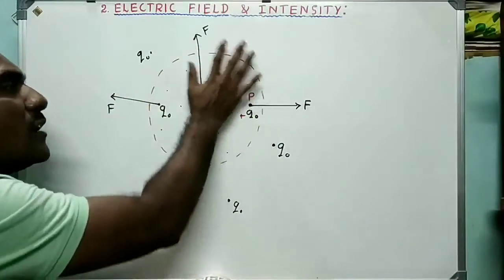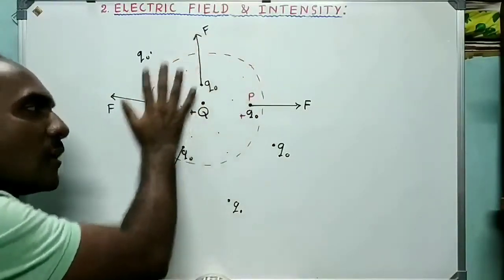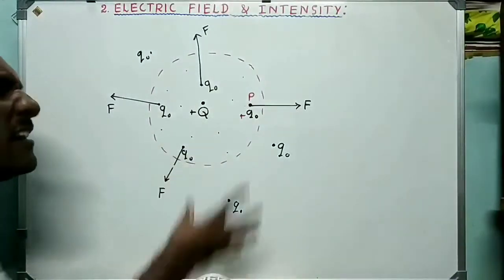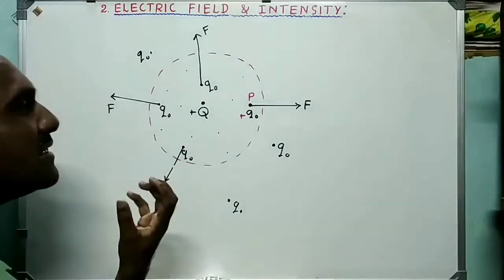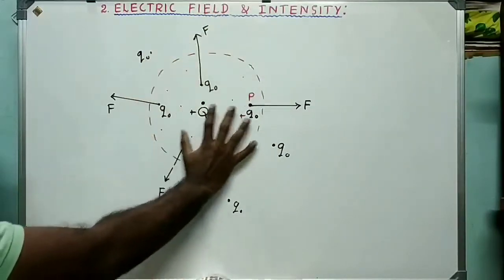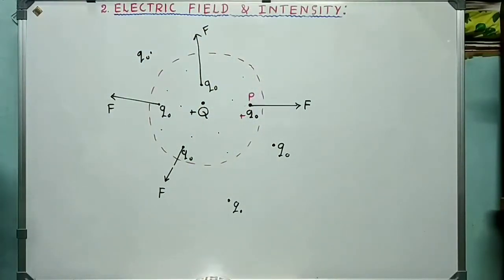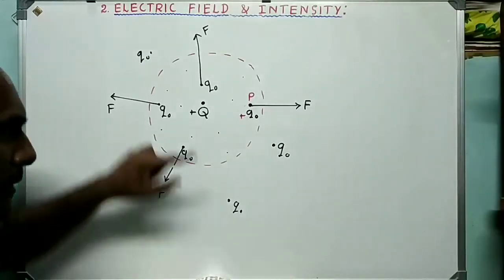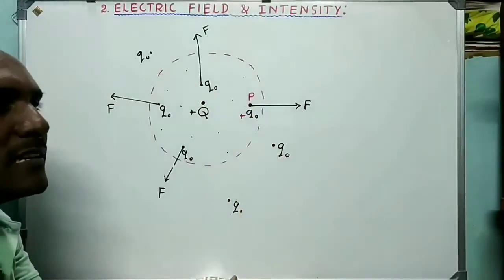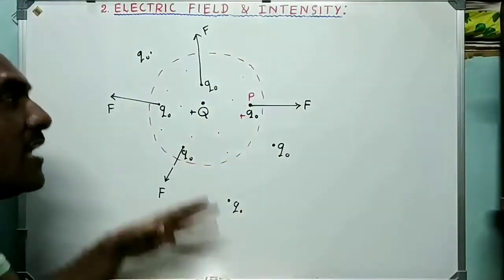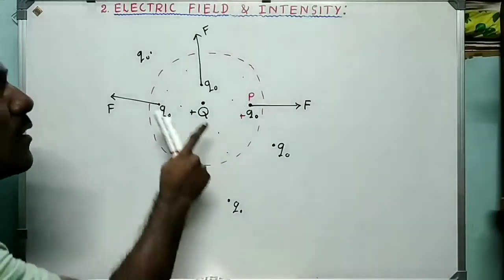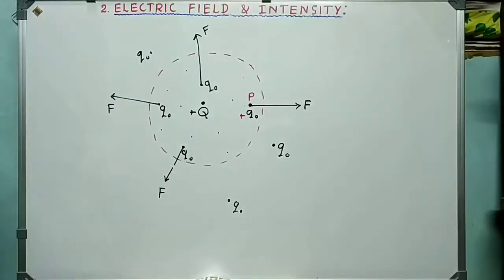The space around the charge where the test charges, where the other charged particles, where small amounts of charged particles experience the electrostatic force, that space is called what? Electric field. Getting the idea? See here, what is the definition of electric field? The space around the charge where other charged particles, that is test charges, experience the electrostatic force. That space around the charge is known as the electric field of that charge. Getting the idea?